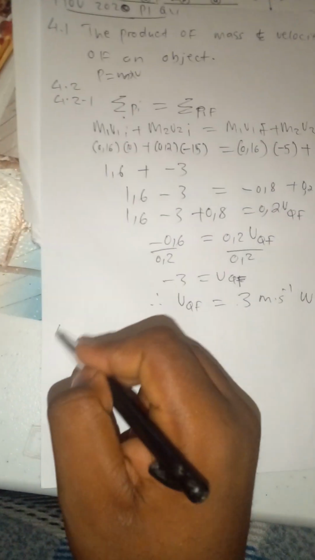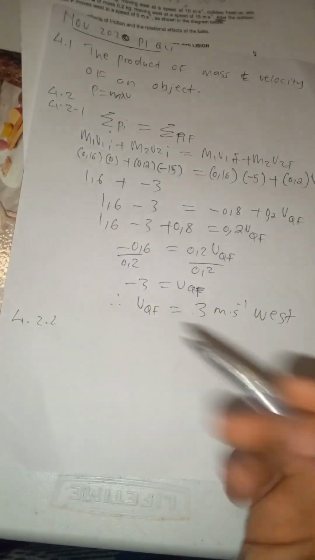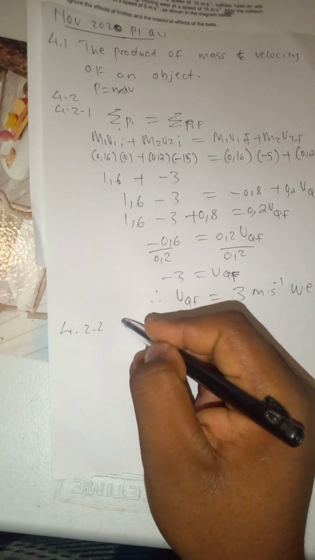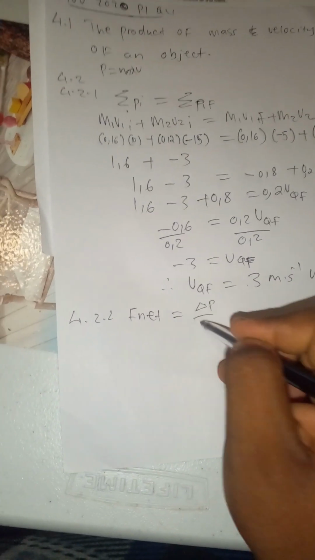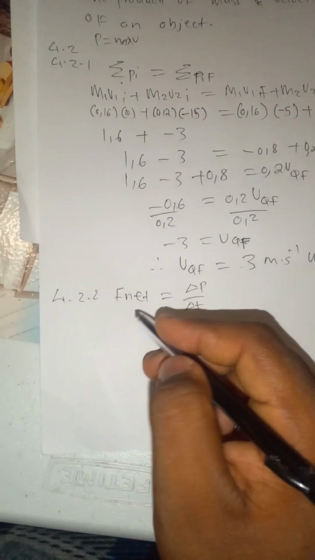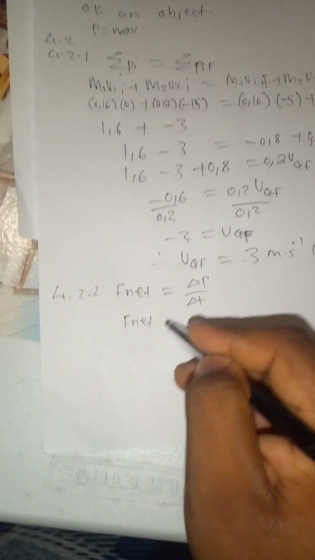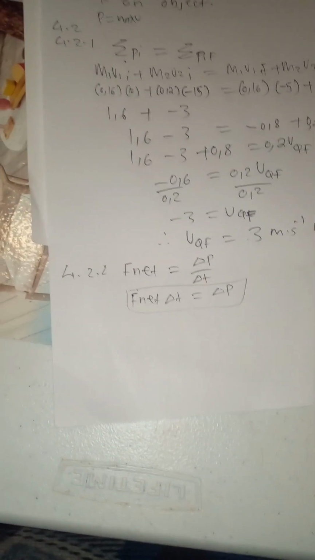So let's go to the last one, 4.2.2. What does it say? Magnitude of the impulse on ball P. I didn't teach you impulse, but today we'll learn it. Impulse: we said F net is equal to delta P over delta t, the time when you are doing the theorem. This time you cross multiply, so I'll have F net delta t equals delta P. So this is the impulse. The impulse is the same as change in momentum, but the difference is the unit.